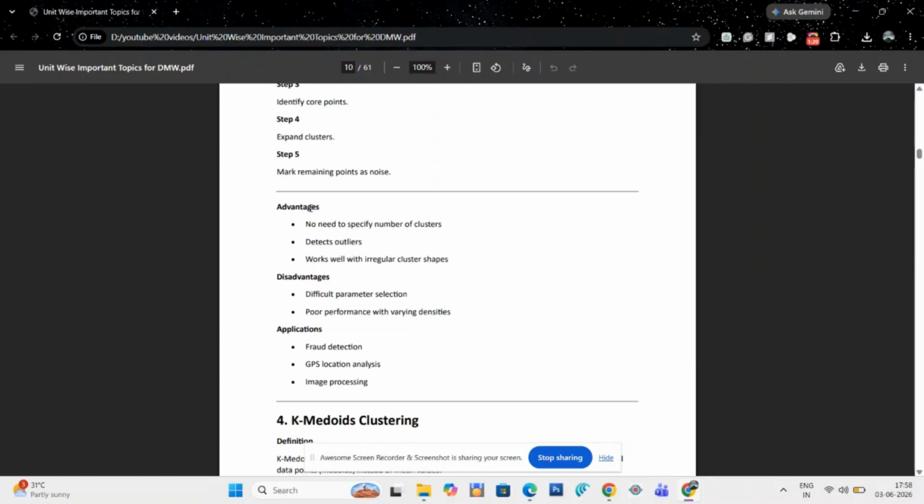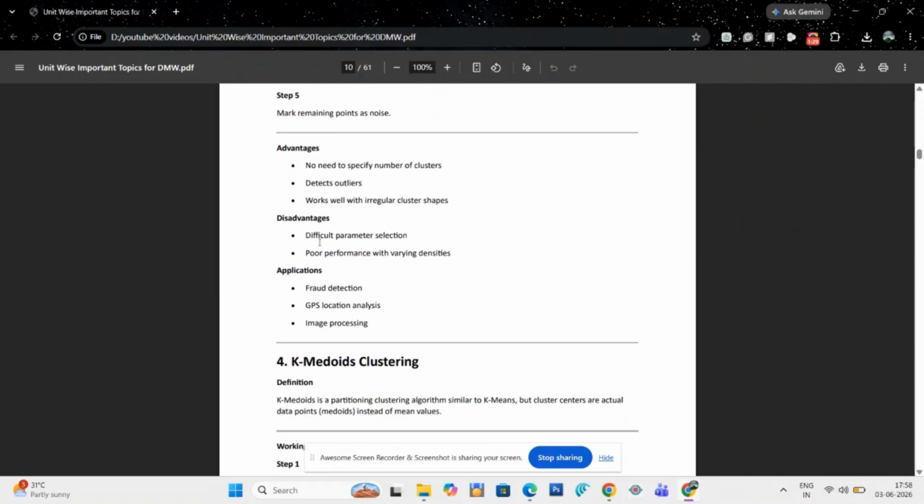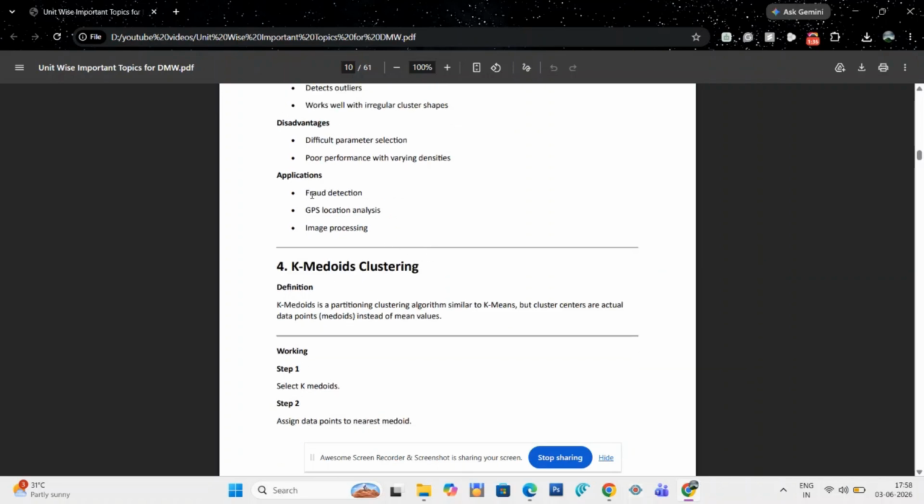Okay, the advantages of this clustering are: no need to specify the number of clusters, detects outliers, and works well with irregular cluster shapes. The disadvantages are difficult parameter selection and poor performance with varying densities. The applications of DBSCAN are fraud detection, GPS location analysis, and image processing.